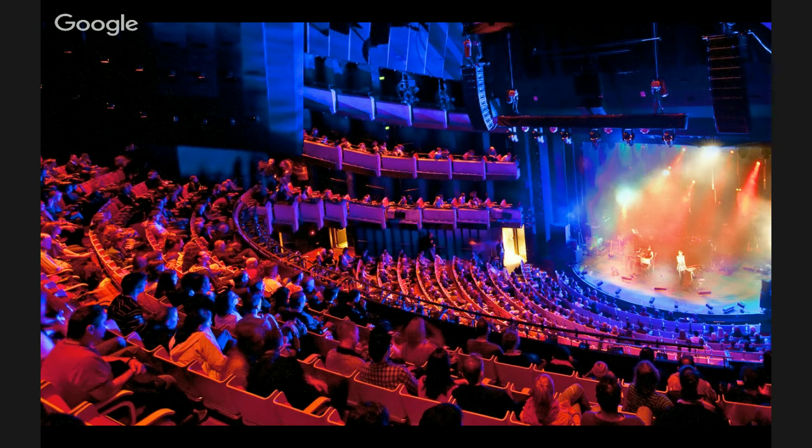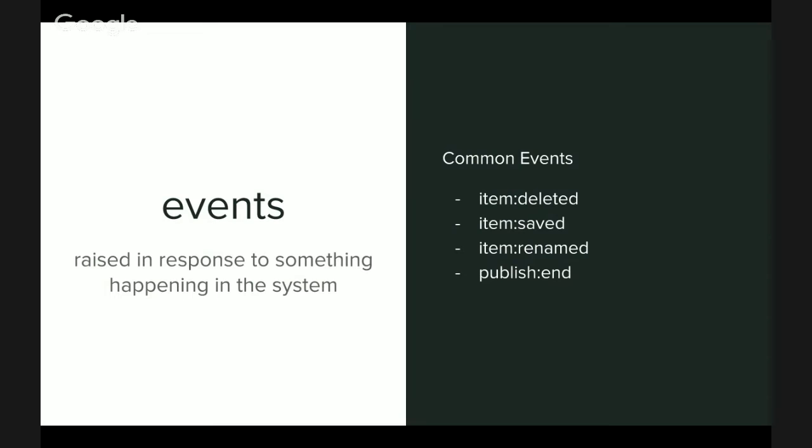The other one is events. Events are just raised in relation to things happening in Sitecore. The biggest ones are all of the item CRUD events. So every time you create an item, or you rename an item, or the item is saved, or it's been deleted, those events get raised. There's another one for that publish operation I talked about. When publishing ends, you can be notified that, hey, publishing just ended.